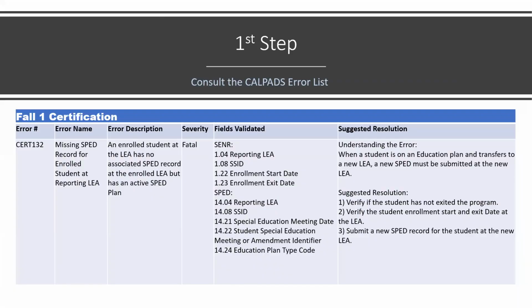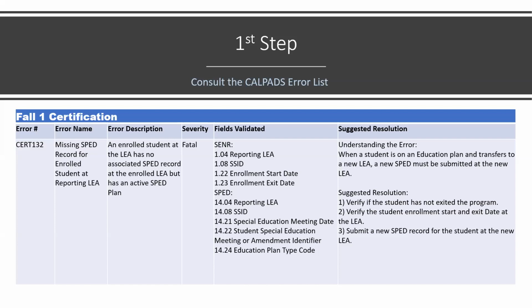So the first step when resolving any error in CALPADS is to consult the CALPADS error list. And the two columns on the left, the error number and the error name, are used for identification. The actual problem is described in the error description. That's the third column from the left.